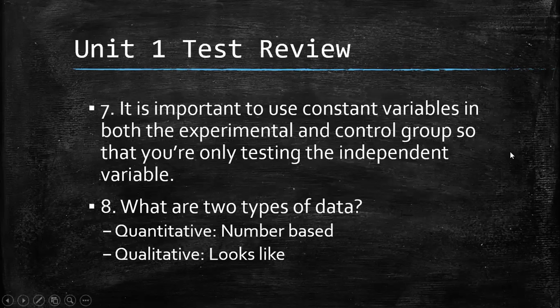And it is important for us to use those constant variables in both the experimental and control group so that you're able to only test the independent variable. If you're giving a plant extra fertilizer and you're trying to see if plant growth is being impacted by water, you're now introducing fertilizer as a possible variable that's making that plant grow. So you want to make sure that you only isolate one variable so that the end outcome is only on that one variable.